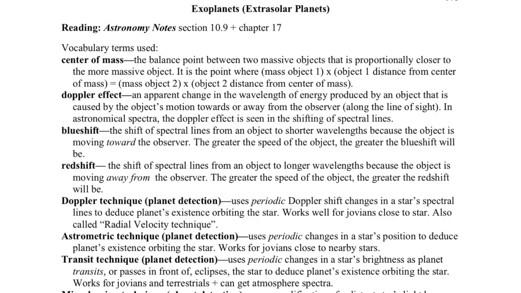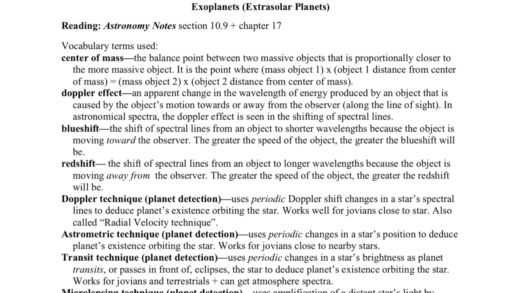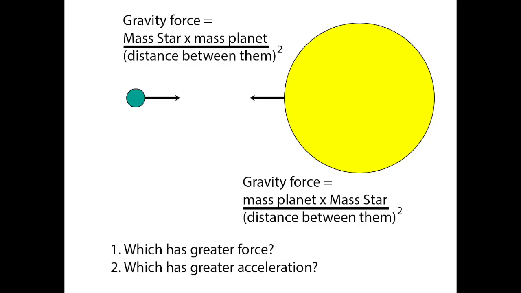The first six vocabulary terms focus on finding exoplanets from their gravitational effect on the easily seen object they orbit, the star. As an exoplanet orbits a star, the star's gravity pulls on the exoplanet, and the exoplanet's gravity pulls on the star by the same amount. Remember, the equal and opposite of Newton's third law of motion.